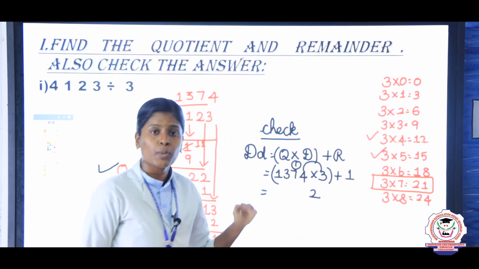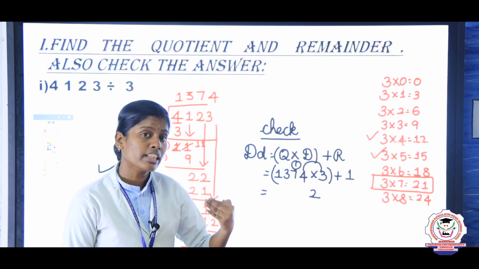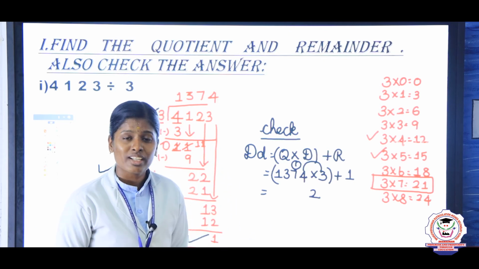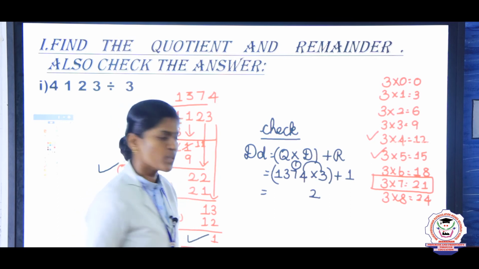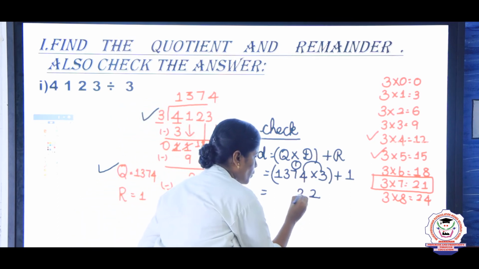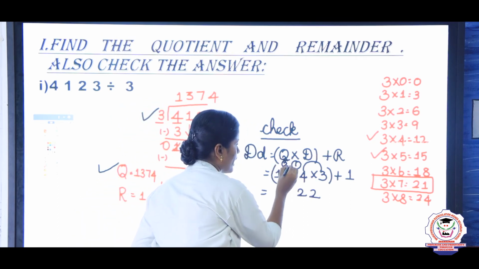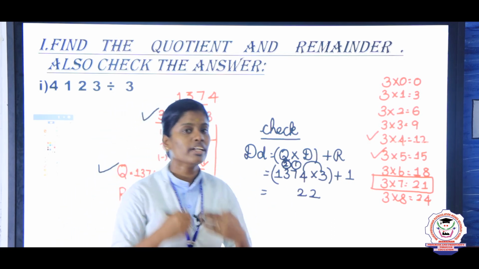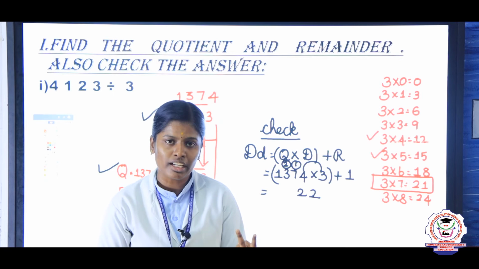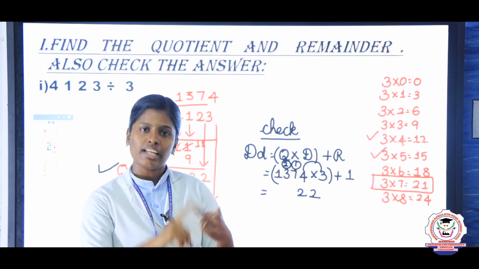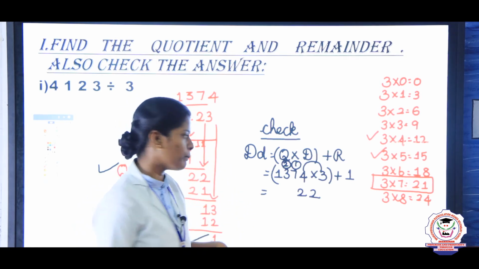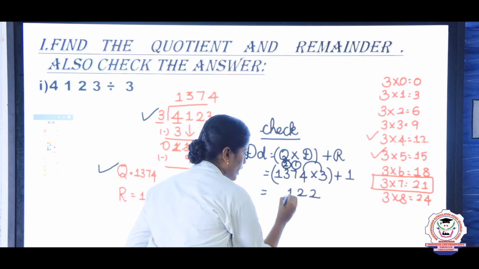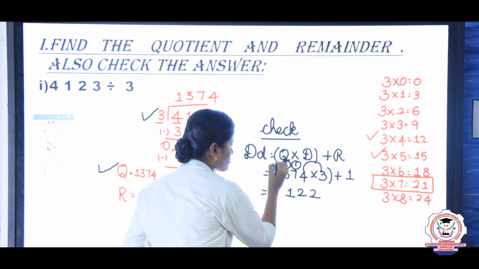3 7s are 21. So keep 21 in the mind, 1 in the finger. So what is the answer? The answer is 22. Write 2, carry 2. And next one, 3 3s are 9. So keep 9 in the mind, 2 in the finger. So 9 after 10, 11. Here we got 2-digit number. Write 1 and remaining 1.